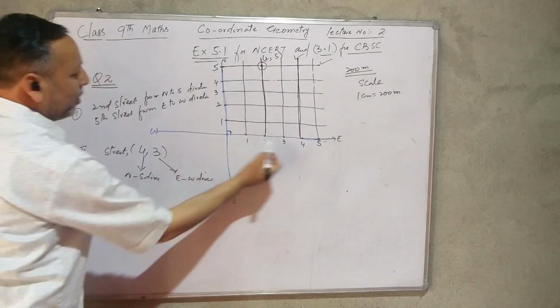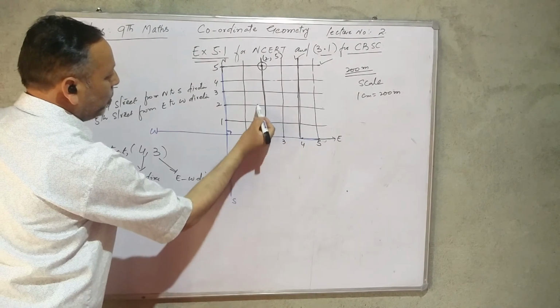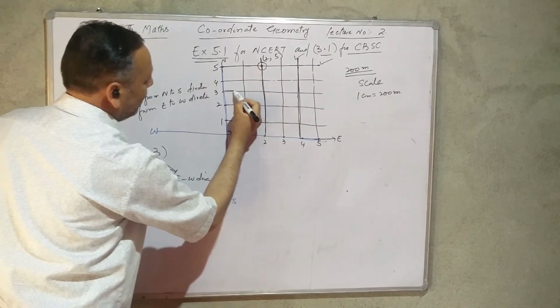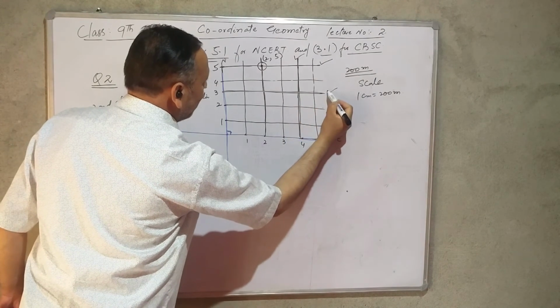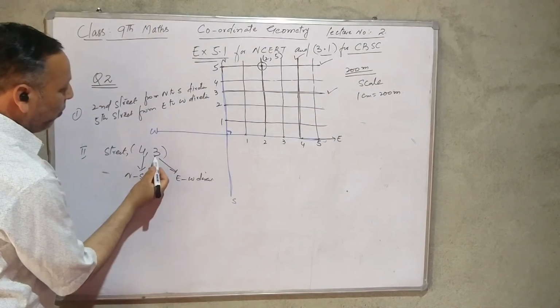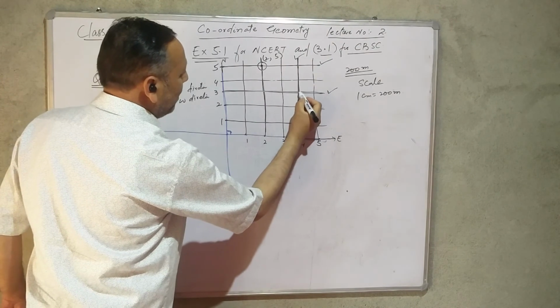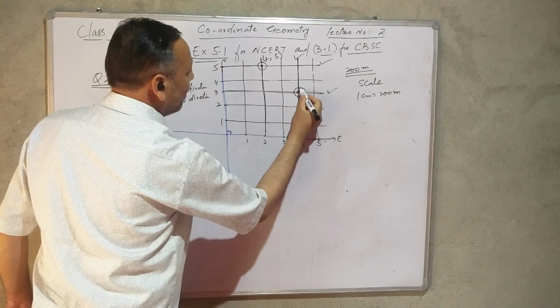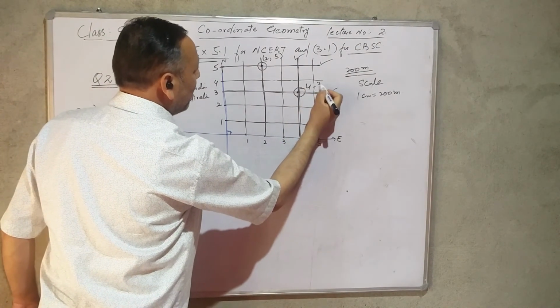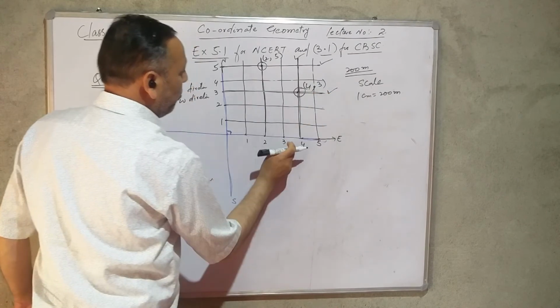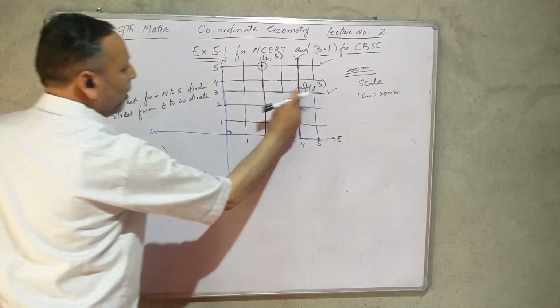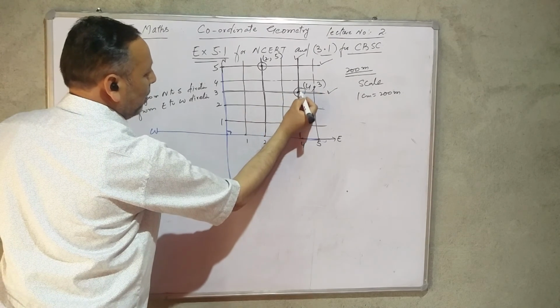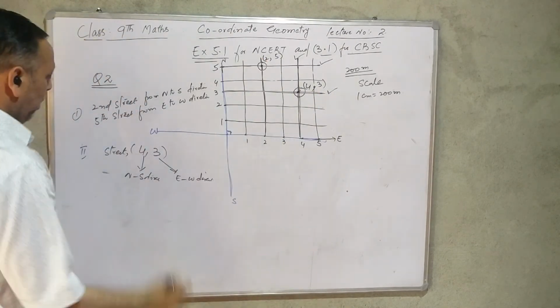And third street, 1, 2, 3, from east-west direction. This street. Let me mark it here. Then the street 4 and 3 means this street: fourth from north to south direction and third from east to west direction. This is the street.